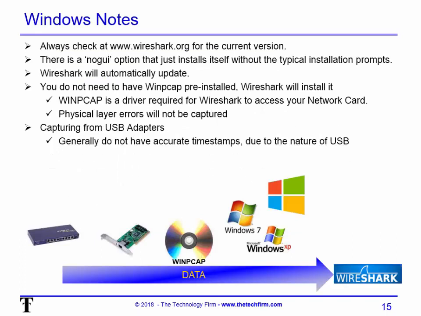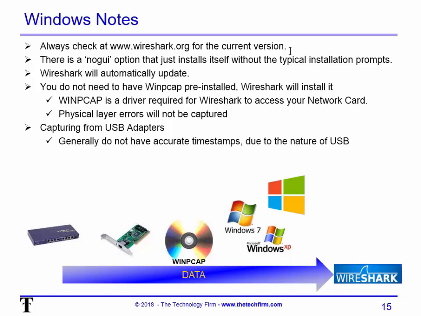Since this course is concentrating on Wireshark running on Microsoft Windows, we're going to go through a few Windows notes. Number one, always check www.wireshark.org for the latest version. In some cases, I've seen Wireshark's update process not work because of firewalls or policies on your computer. So if you're ever in doubt, please go to wireshark.org and double check the current version.